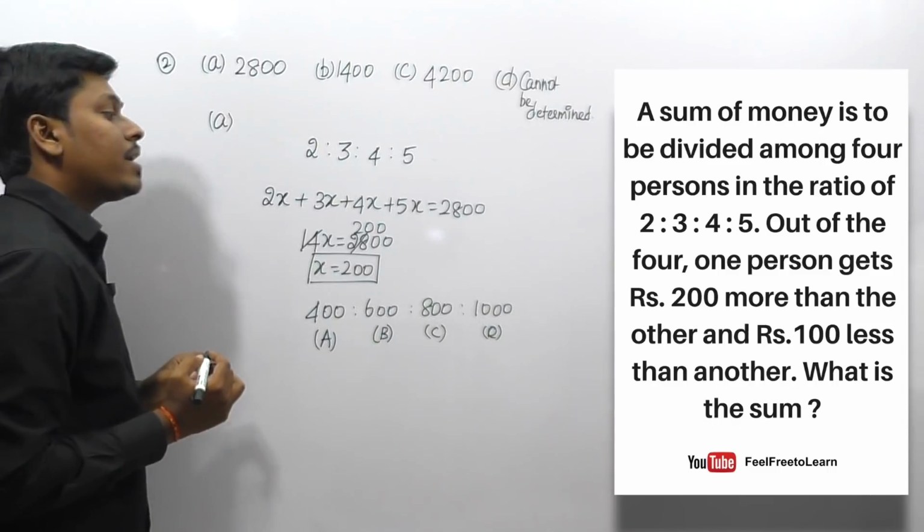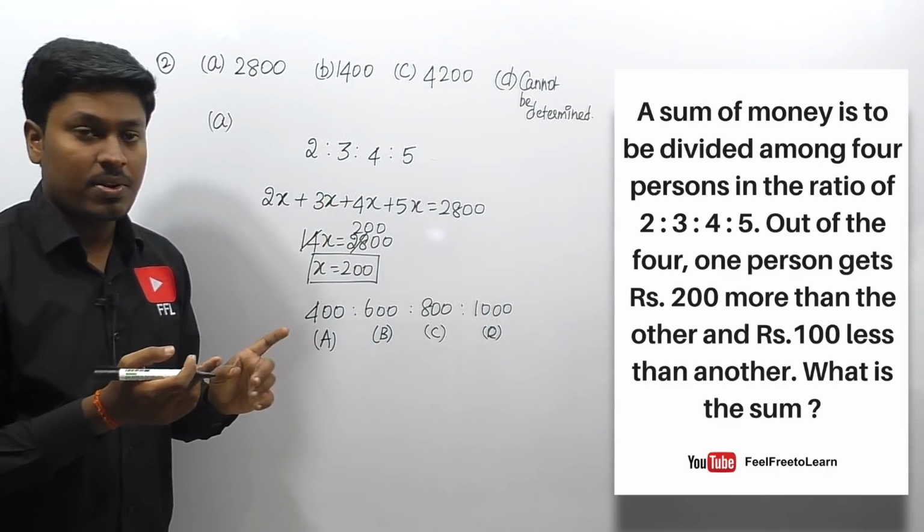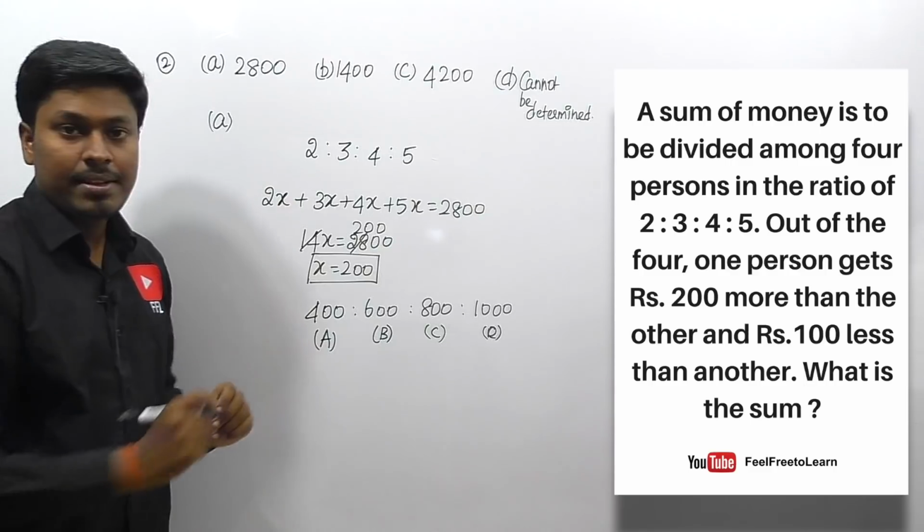So friends, now our target is to check whether it satisfies the given condition or not. One person should get 200 more than the other.